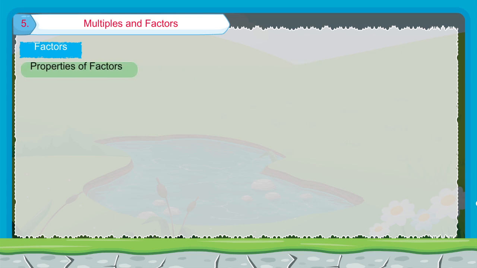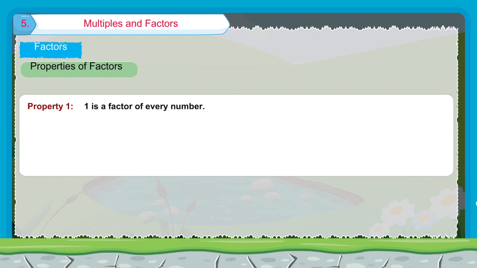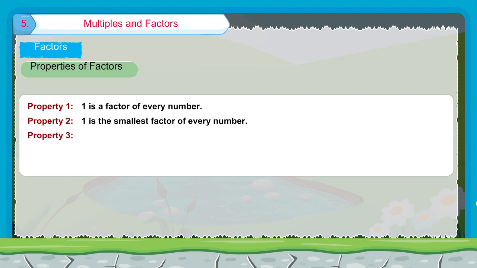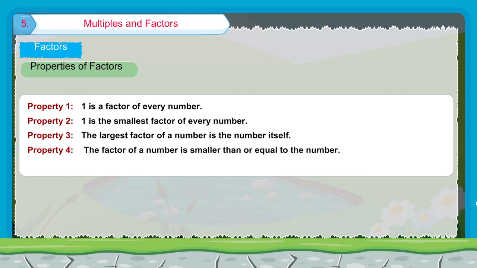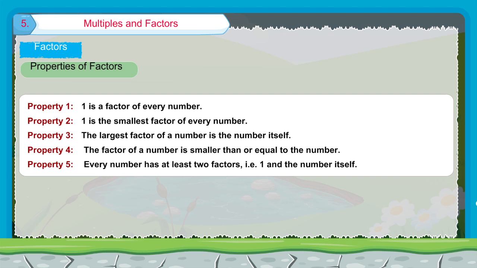Properties of factors. Property 1. 1 is a factor of every number. Property 2. 1 is the smallest factor of every number. Property 3. The largest factor of a number is the number itself. Property 4. The factor of a number is smaller than or equal to the number. Property 5. Every number has at least two factors, that is, 1 and the number itself.